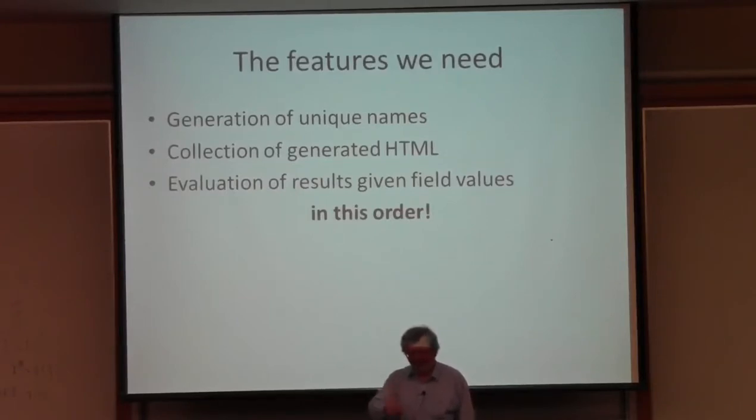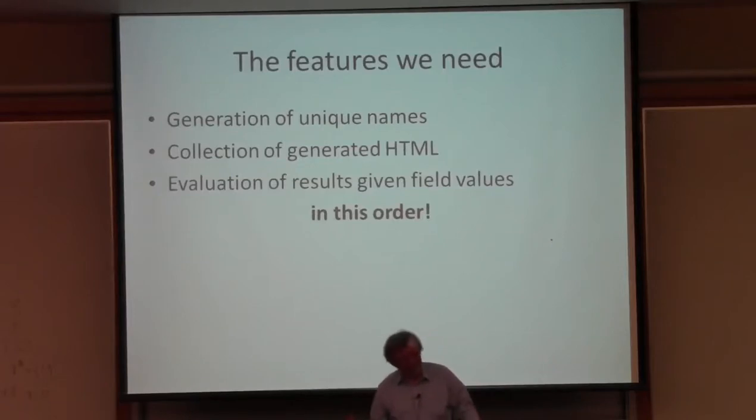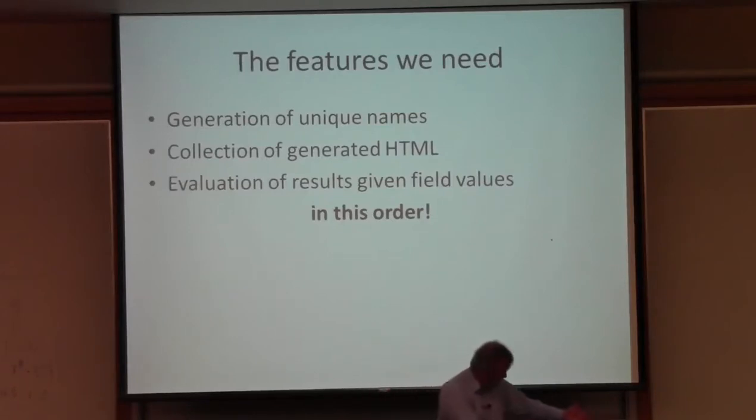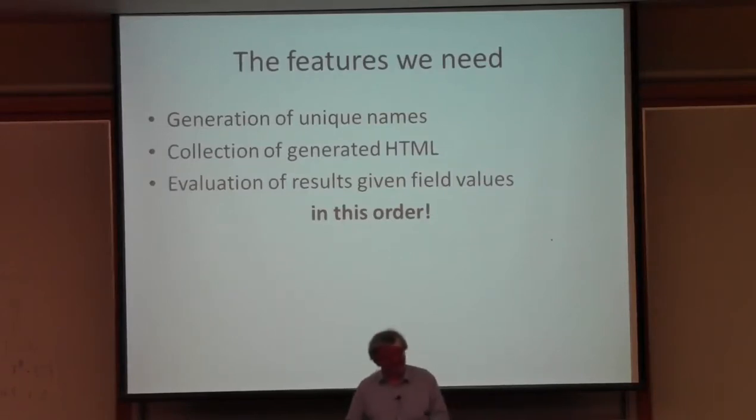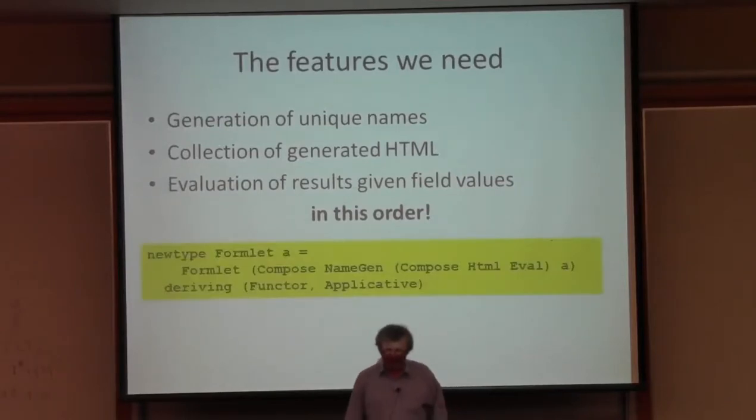First of all, we have to generate all of the names that appear in a web page. Then we have to generate all of the HTML for the web page before we start evaluating any results. Why? Because we have to send that HTML to a browser and wait for the result to come back. So only when the result comes back can we do the evaluation and construct the data that we were trying to collect. So we have 3 kinds of effects, but they occur in stages. And with applicative functors, we can naturally express that.